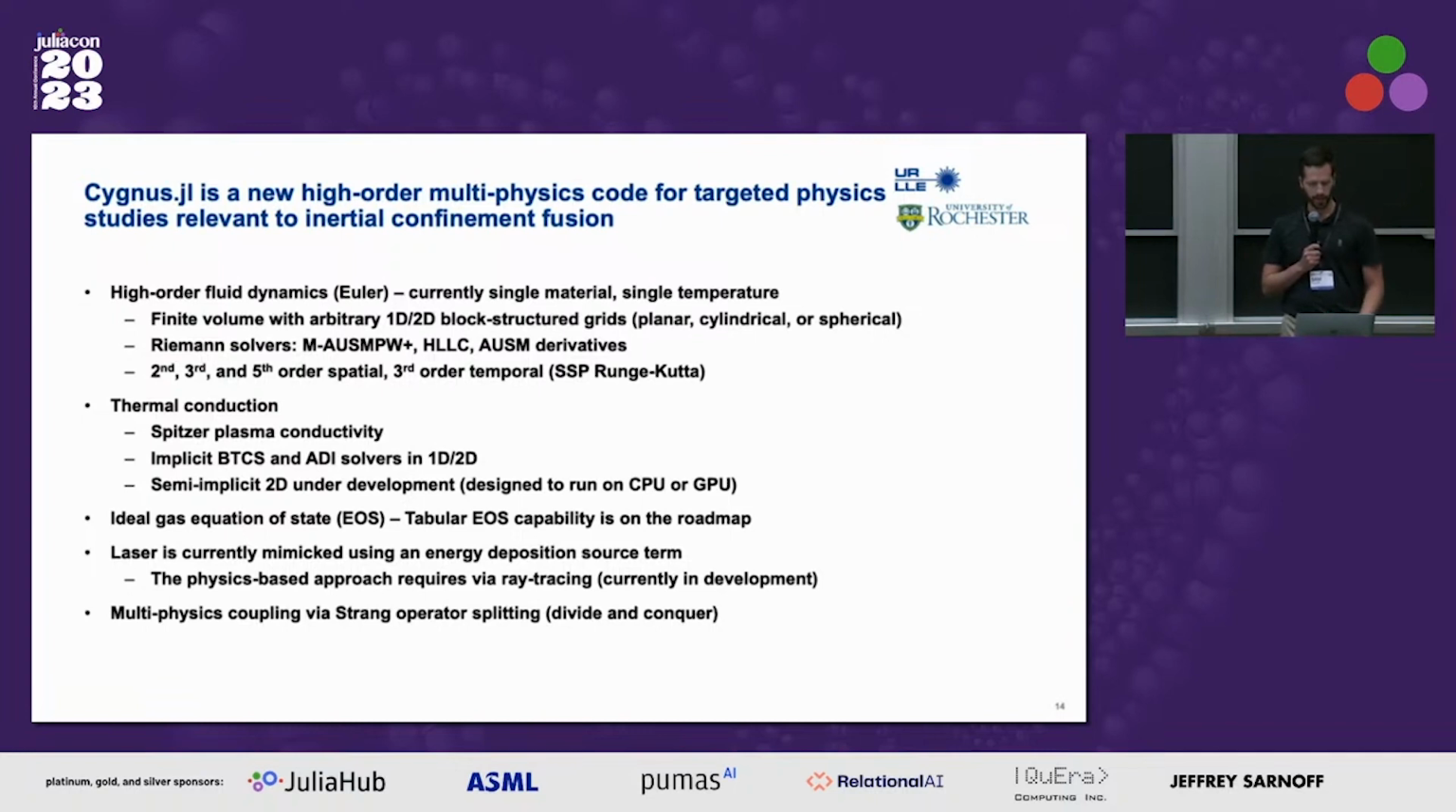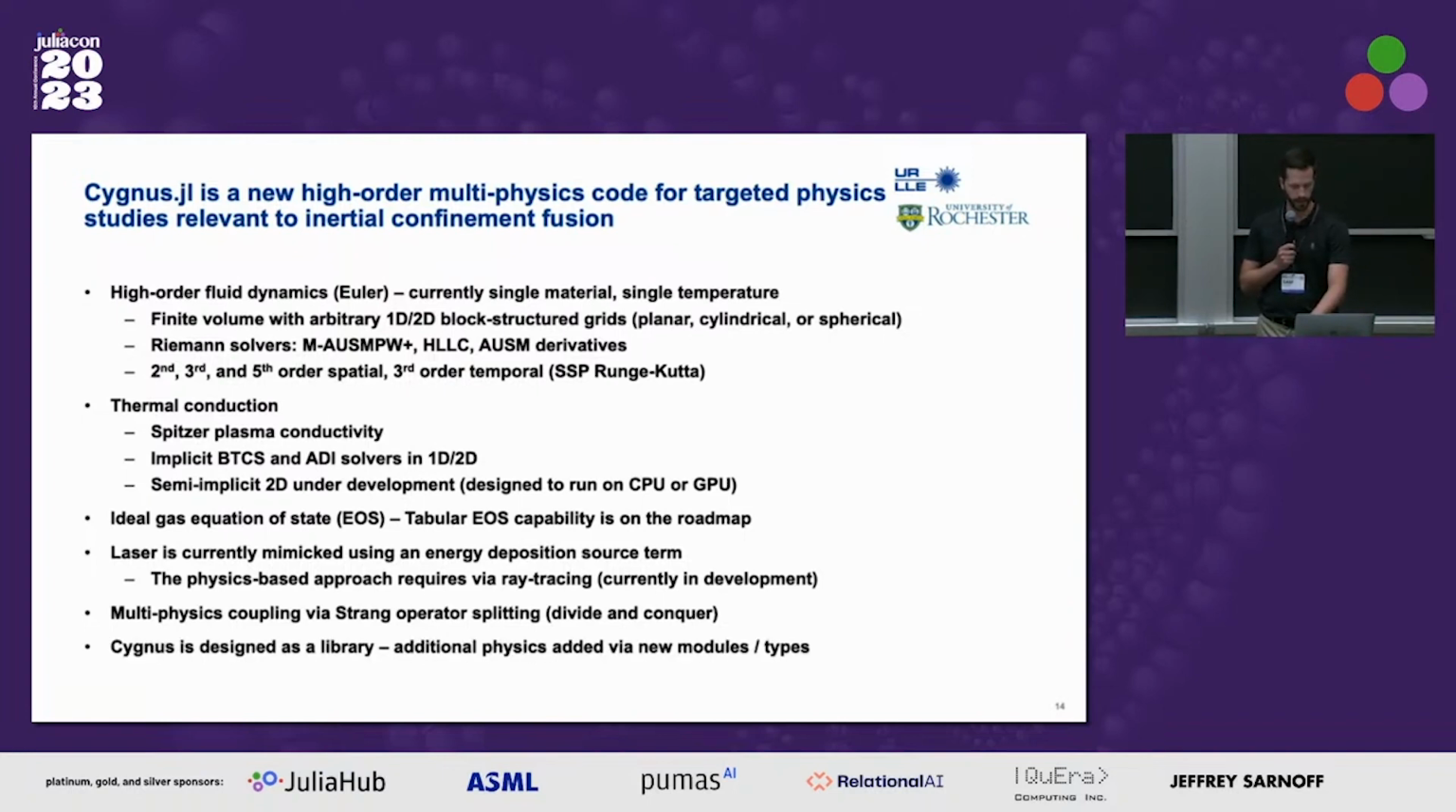And then for the coupling between these different physics packages, we use Strang operator splitting. This is essentially just a divide and conquer approach. So the idea here is that we want to use Cygnus as a library and add additional physics with new modules or types by users or new developers.